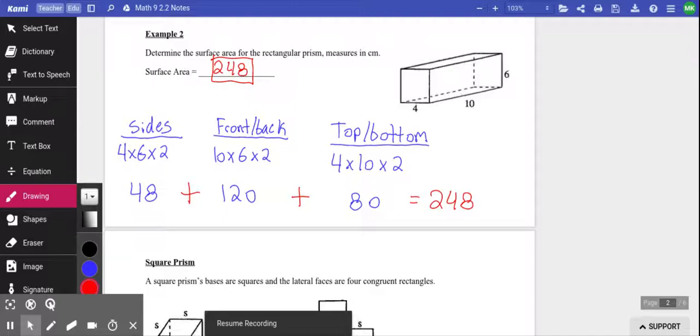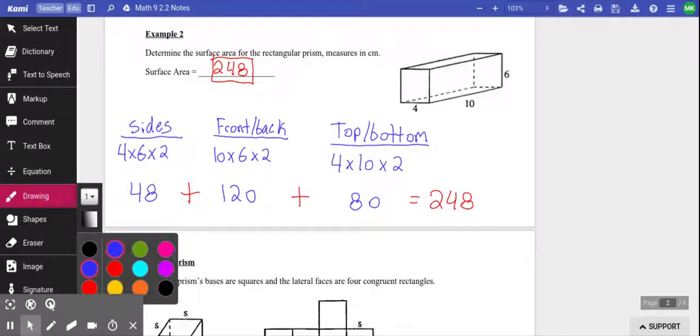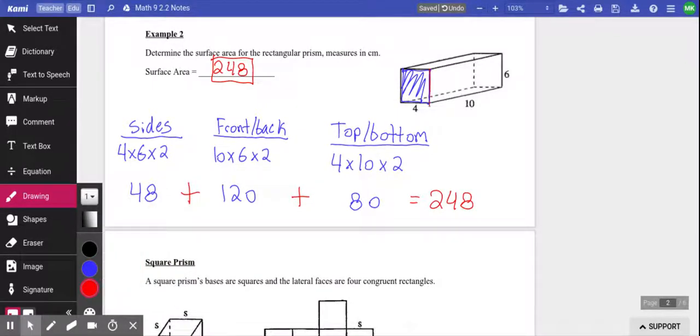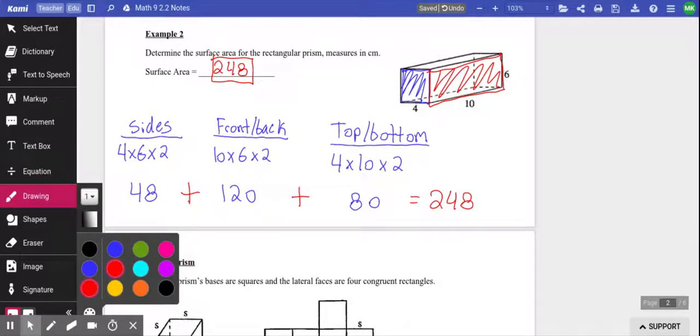Okay, so I've done the work up there for this one. I've broken it into its sides, its front and back, and its top and its bottom. Your definition of sides and front and back might be different just depending how you look at the shape. For me, I did the sides as this guy right here. And I did the front and back as this guy right here. Okay, that was my definition of it. And then I did top and bottom as this guy.